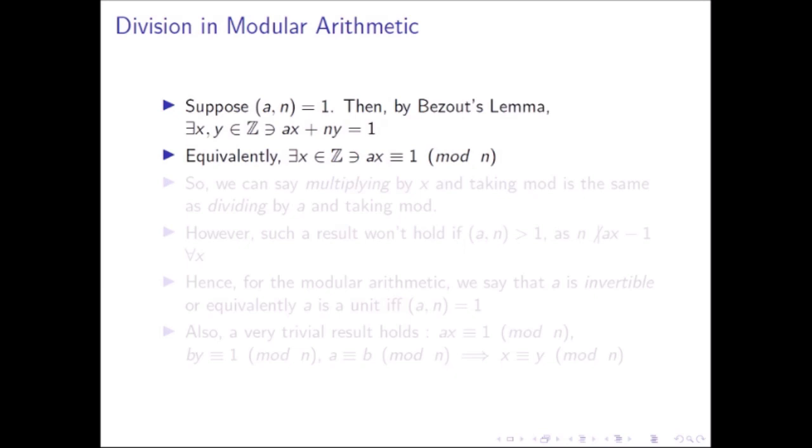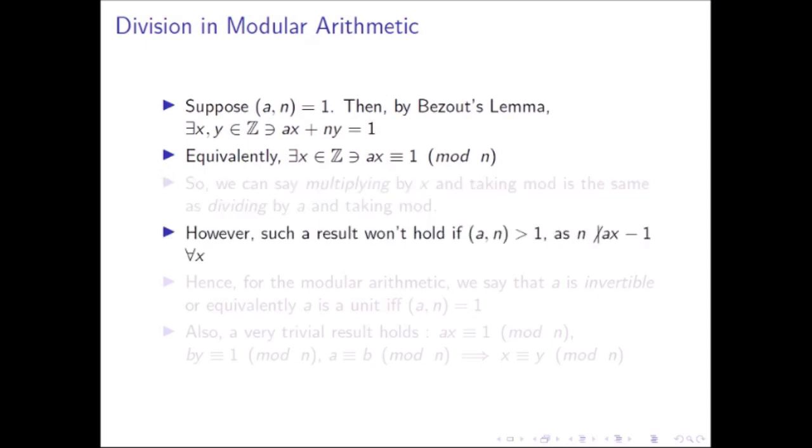Suppose the GCD of A and n is 1. Then by Bezout's lemma, there exist x and y belonging to integers such that ax plus ny is equal to 1. Equivalently, there exists an integer x such that ax is congruent to 1 mod n. Taking mod n, ax minus 1 is congruent to 0 mod n, or ax minus 1 is divisible by n. So this property says that if we multiply by x and take mod n, it's the same as dividing by a and taking mod n. So division does make sense when the GCD is 1.